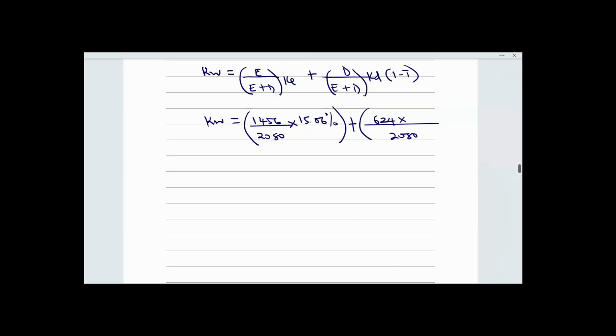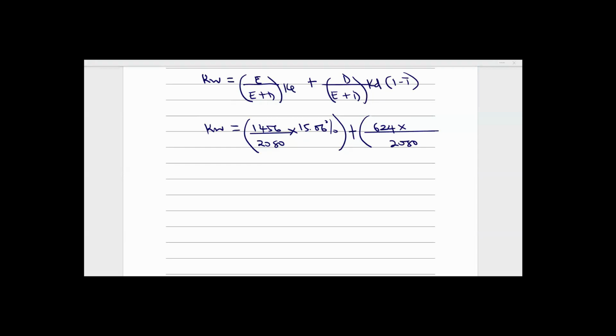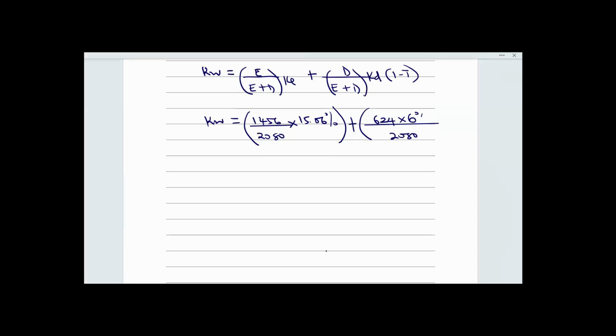According to the question, what's the cost of the bank loan? The bank loan is 6%, right? The interest rate on the bank loan is 6%. So multiply by 6%, then multiply by 1 minus tax. We are supposed to account for 80%. All right, so that's that.